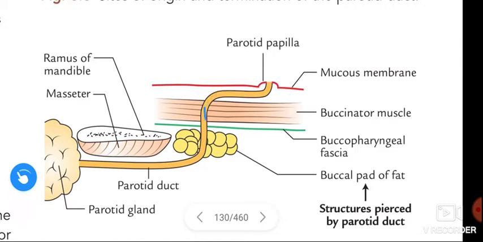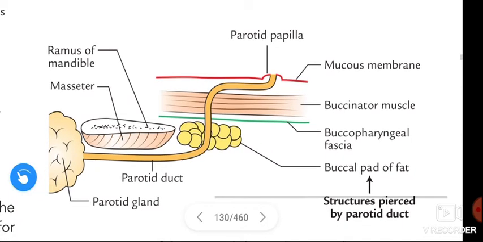And then it pierces the mucous membrane and enters the vestibule of the mouth opposite the crown of the upper second molar teeth. This is the third bending of the parotid duct. Okay, this is about the course of the parotid duct.